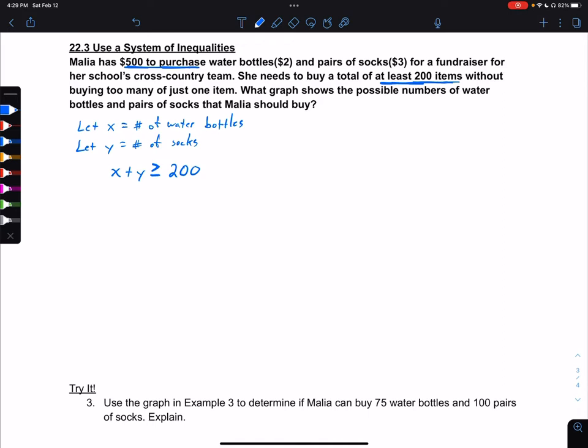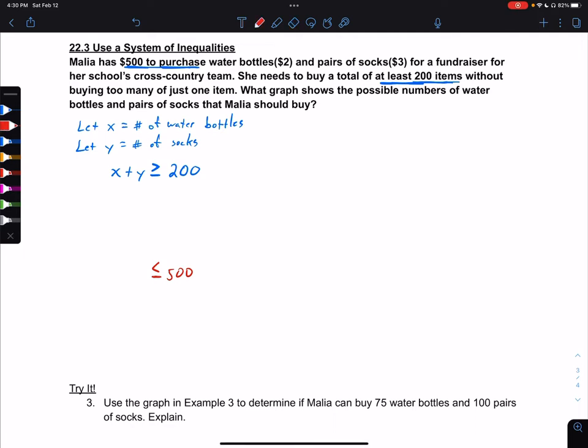Our second inequality, I'm going to leave some space here just to kind of talk about this problem too. Our second inequality, we're dealing with money this time. So we have $500 to spend. So we can equal that $500. That's fine. We can spend that money. But whatever we total over here can't be greater than that 500. So it's going to have to be less than or equal to $500. Right, so that's the max amount of money that Malia has for this fundraiser.